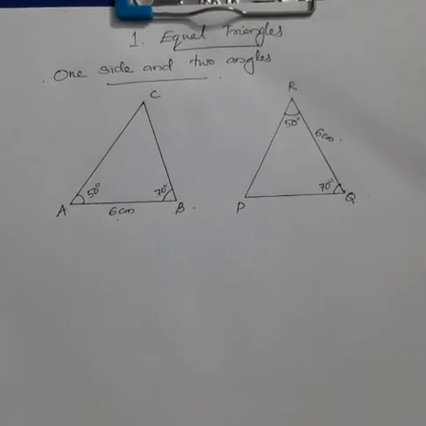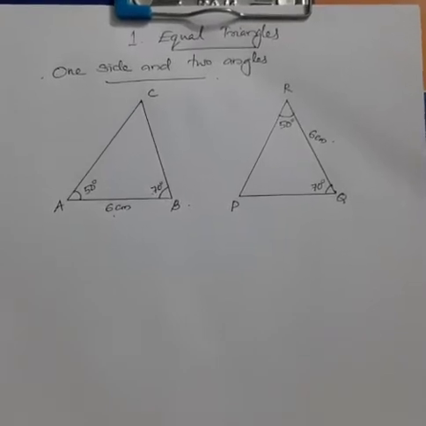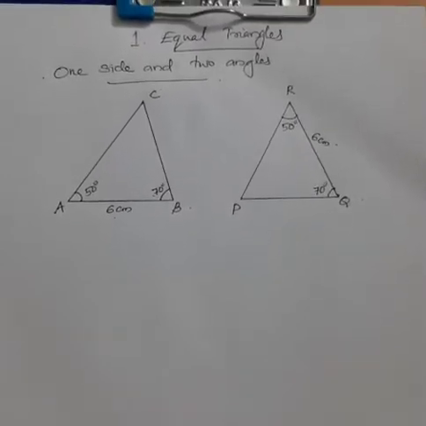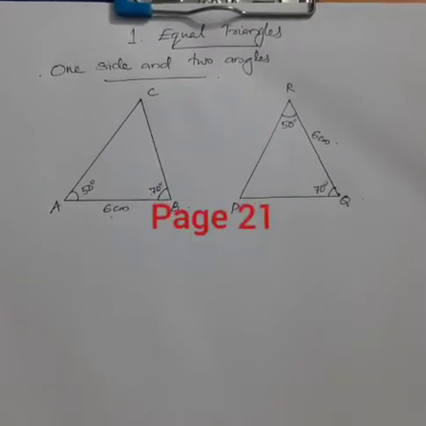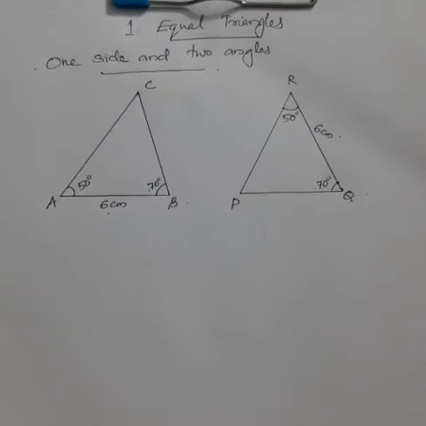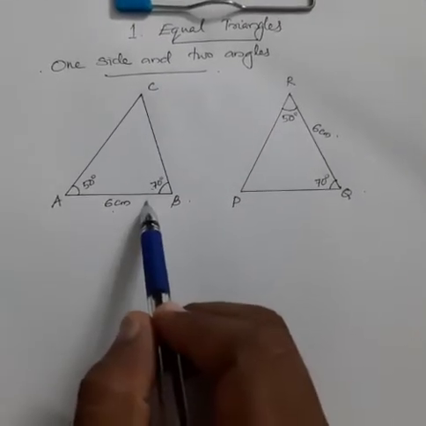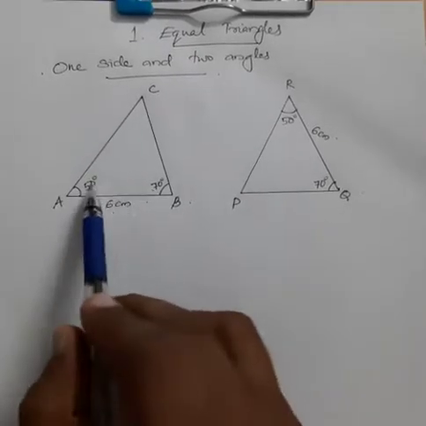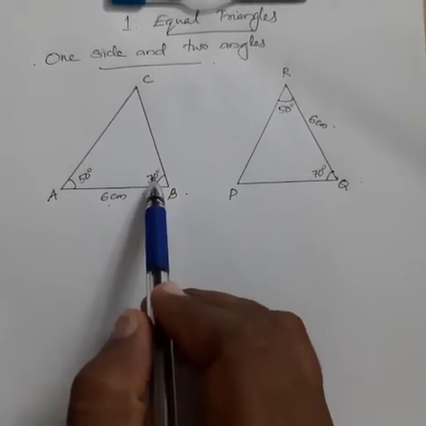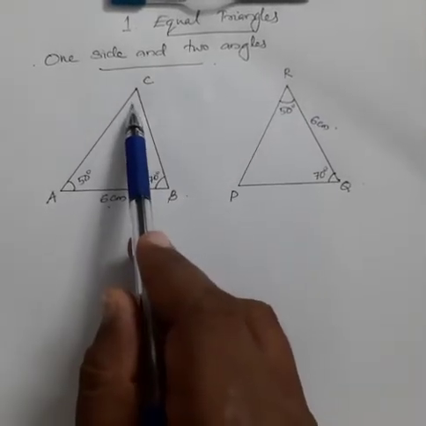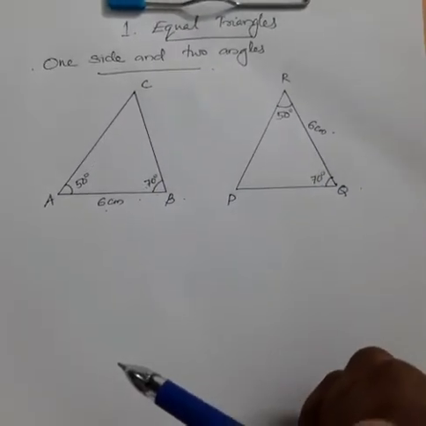Morning students. We have already studied that if the sides of a triangle are given, we can draw triangles, and if two sides and an angle are given also, we can draw triangles. Here the length of one side and the angles at both ends are specified. We have to find out the third angle and all three sides of the triangles.